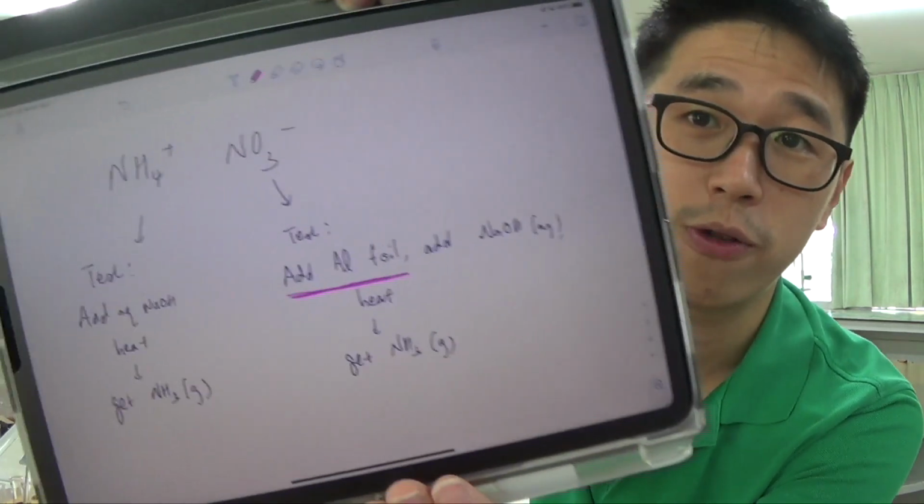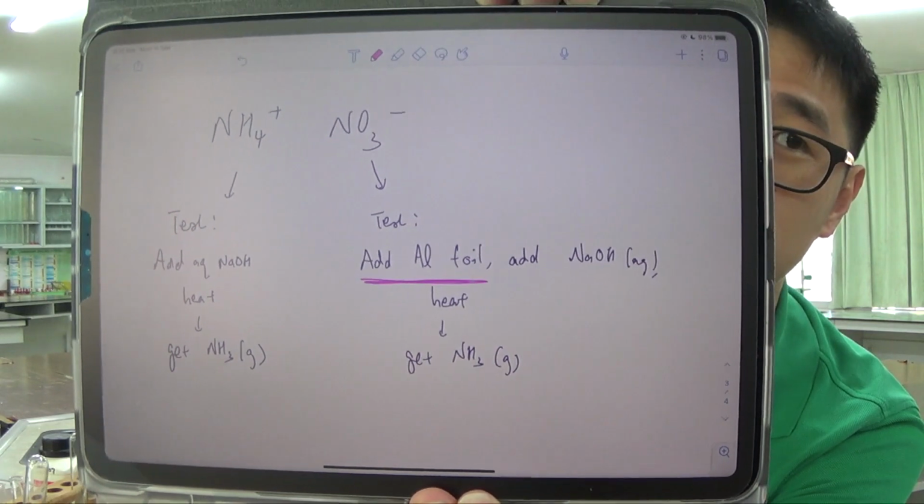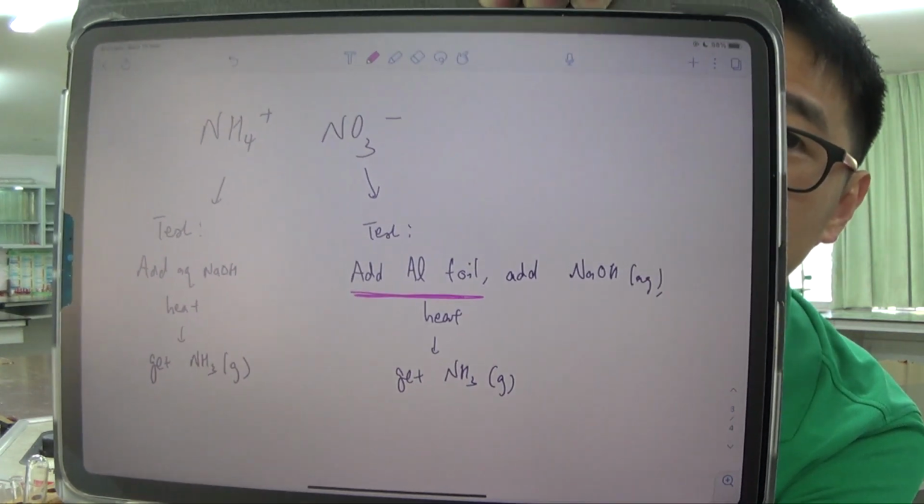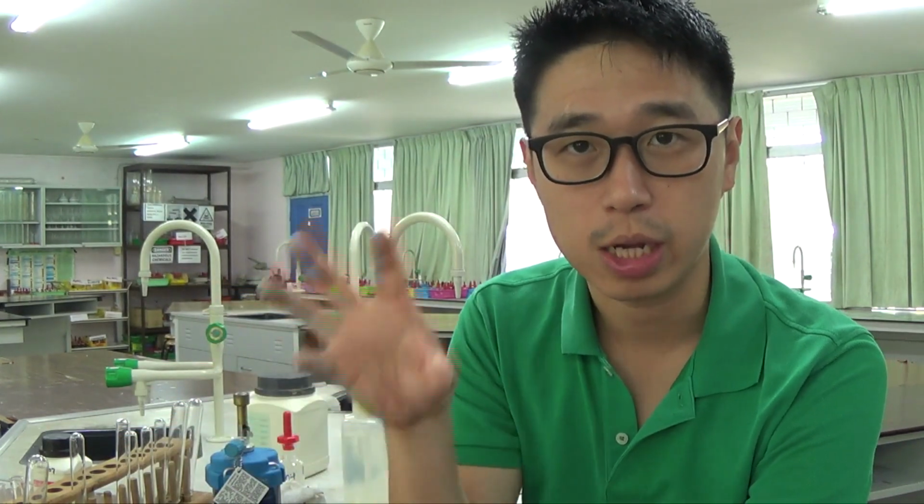So which test should I do first? Should I test for nitrate or should I test for ammonium first? If you look carefully, both of them require the addition of sodium hydroxide. So this really tests students' logical understanding. If I add aqueous sodium hydroxide, what do I get? If I just add sodium hydroxide and I heat it, I get ammonia. It must not come from nitrate, because for the nitrate identification, I need aluminium foil.